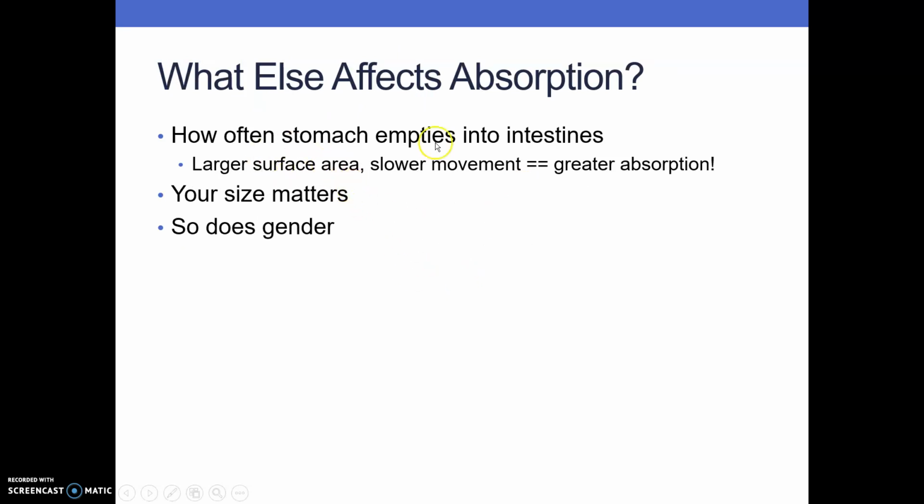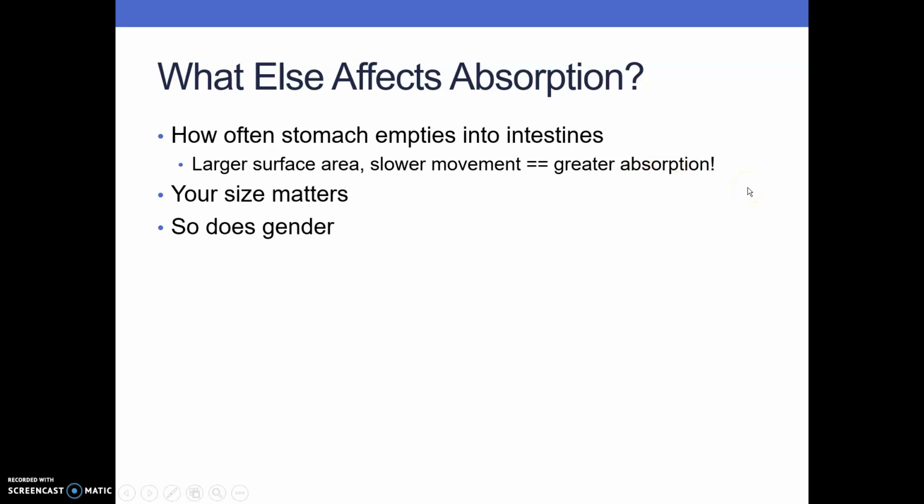Now, what other things affect the rate of absorption? So how often your stomach empties into the intestines is important. And that's because with the stomach, you are going from a smaller surface area into a larger surface area. Your intestines have a huge surface area, and that means that things are going to move much more slowly. And that's going to mean greater absorption. The more slowly it moves, the more that things can be absorbed.